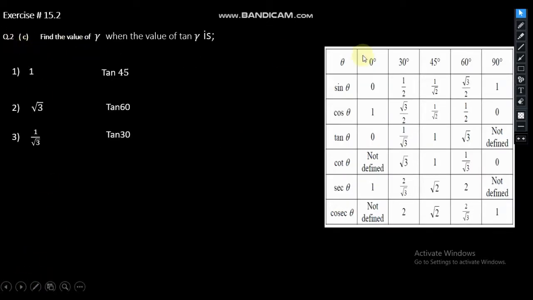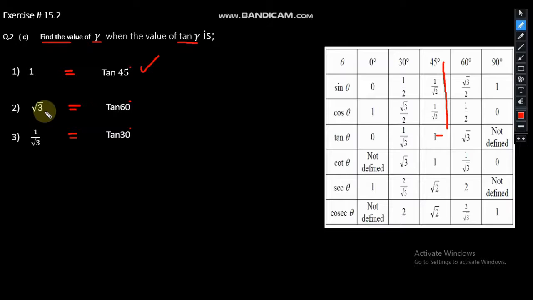Question number 2. Find the value of gamma when the value of tan gamma is given. Here are tan 45 degree, tan 60 degree, and tan 30 degree. When the value of tan gamma is 1, here is tan theta and this is 1, which is equal to tan 45 degree.